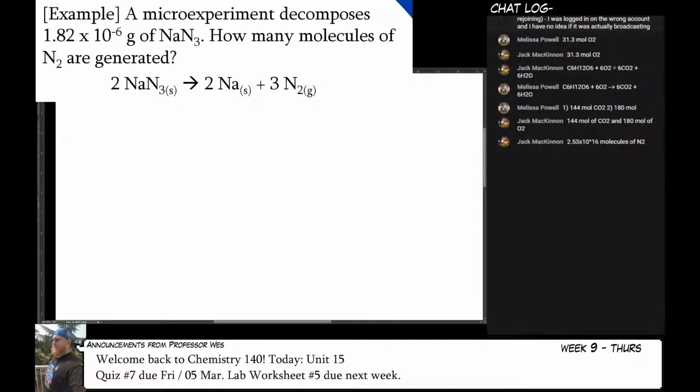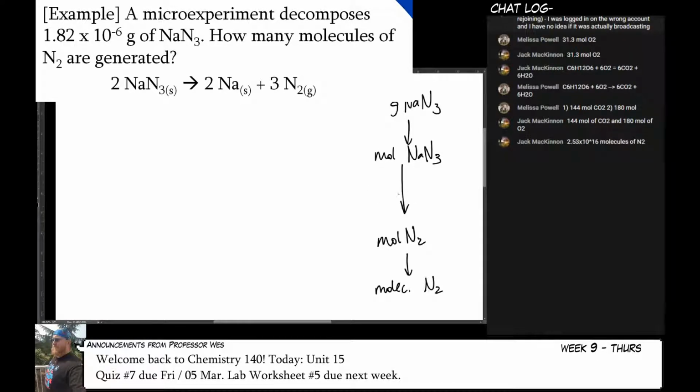All right, so we're using a teeny tiny amount of sodium azide here. But we are still starting with the mass of sodium azide. And we want to find out how many molecules of N2 are made. So first we'll turn everything into moles. And then we'll use the mole to mole ratio to connect these two. So let's go and figure out the relationship.